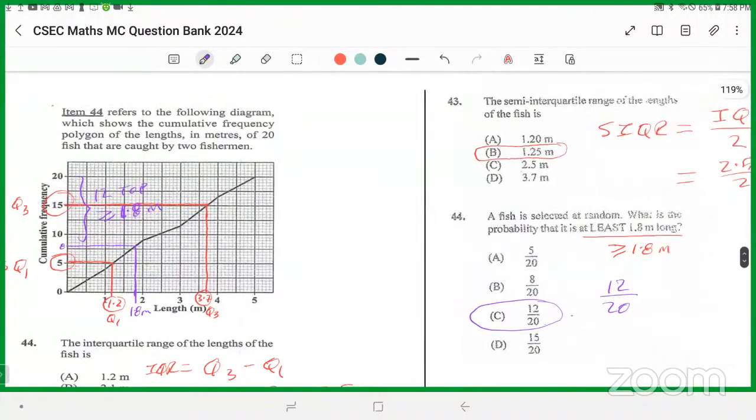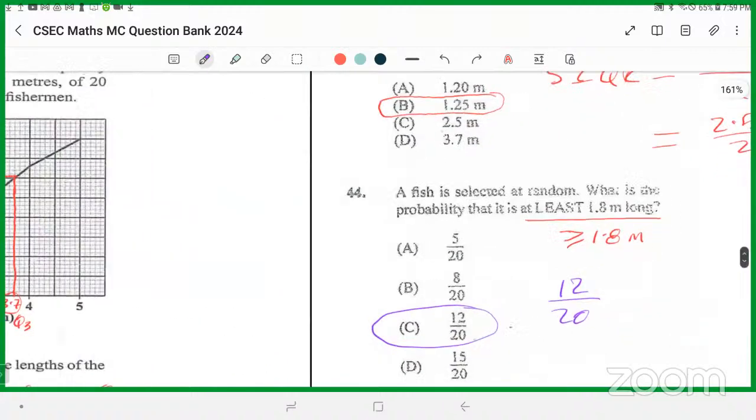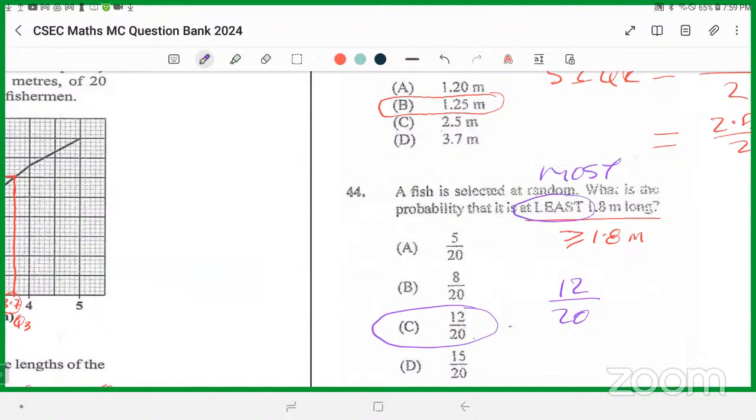All right. Don't put 8 over 20, because the question says at least. At least means 1.8 or more. If they say at most, then you want 1.8 or less. 1.8 would be the most, but they say at least 1.8. At least 1.8 means 1.8 or more. They can set the same question here and just change the word from least to most. Then the answer would be 8 over 20, because at most means 1.8 or less. So if it changes to at most, then the answer is going to be 8 over 20.